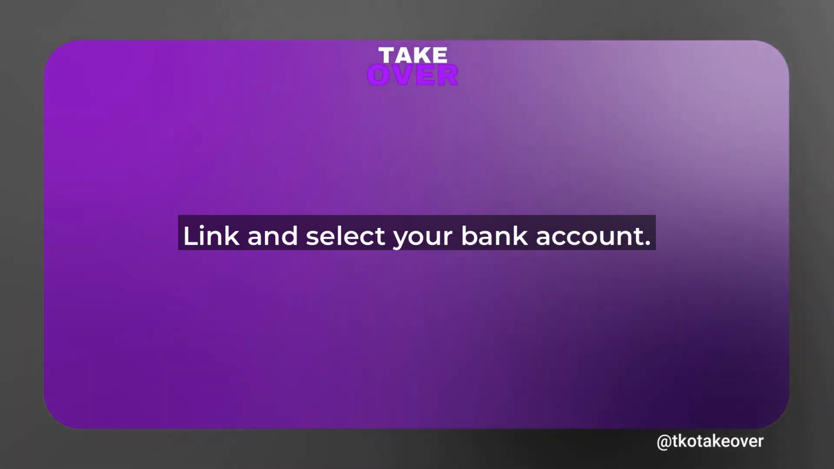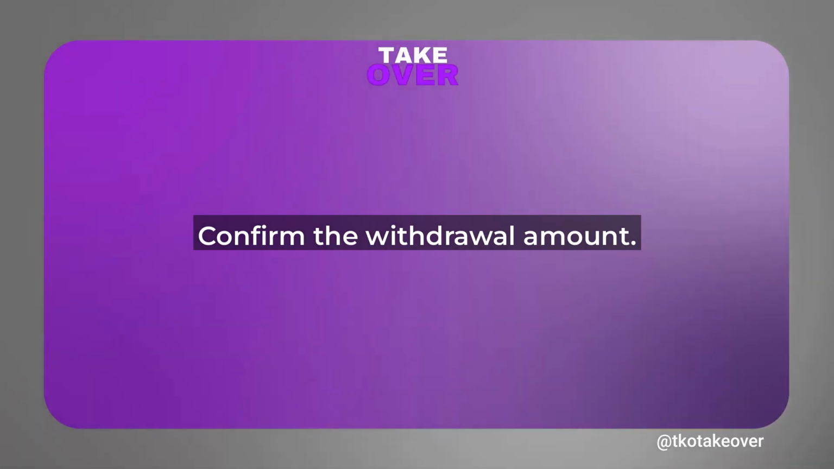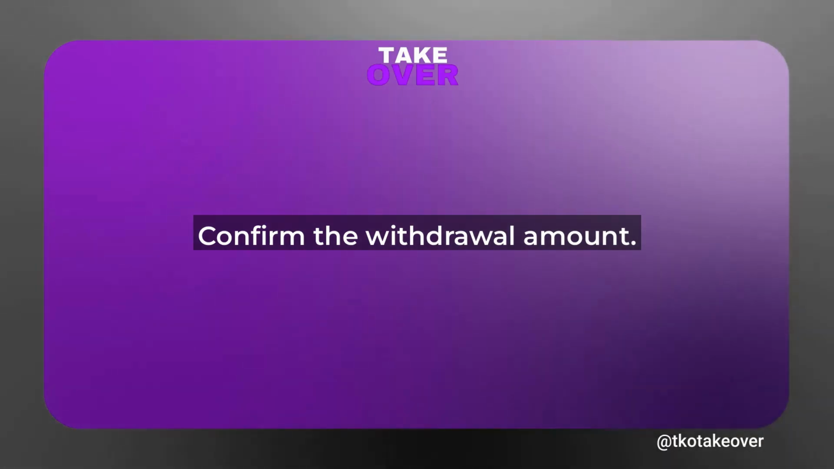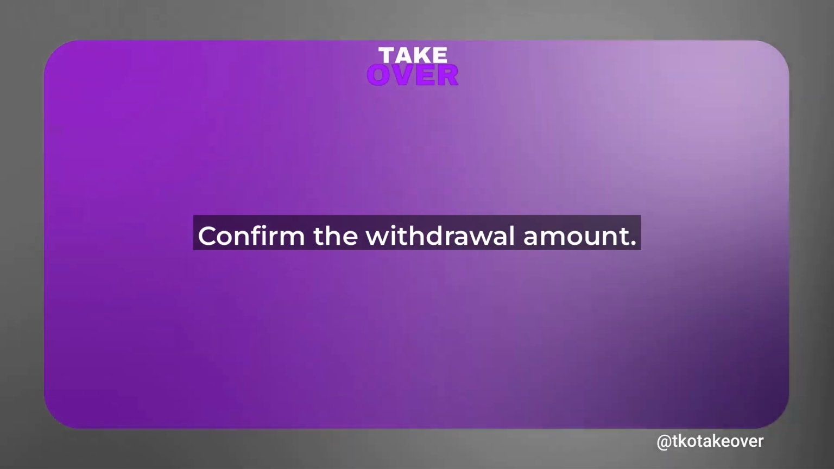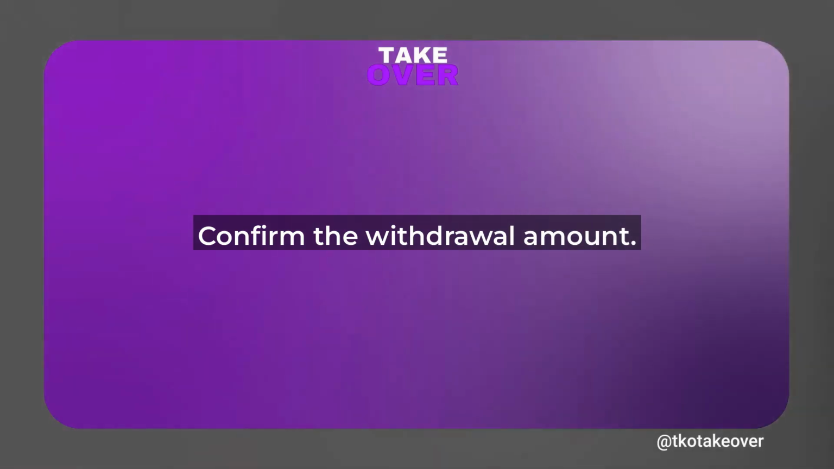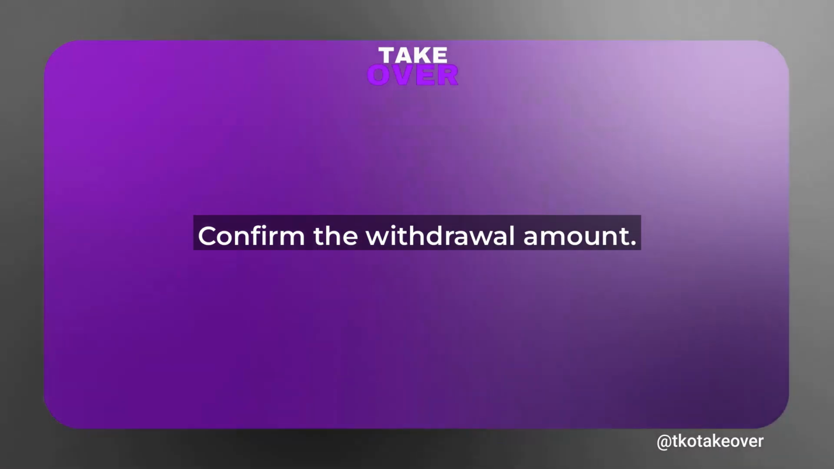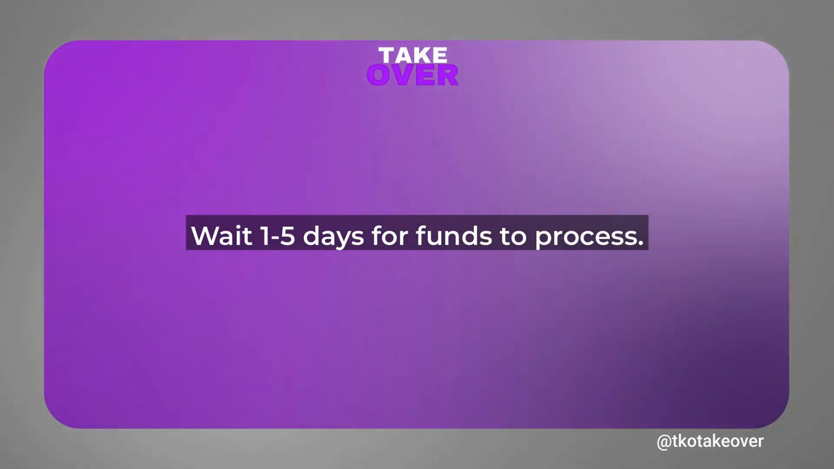Processing times might take 1 to 5 business days, depending on your bank and any 2025 updates to Coinbase's policies. Keep in mind, crypto markets can be volatile, so plan accordingly. And just like that, you're done. Your ETH is now on its way to your bank account. Always stay vigilant against scams and monitor your transactions.